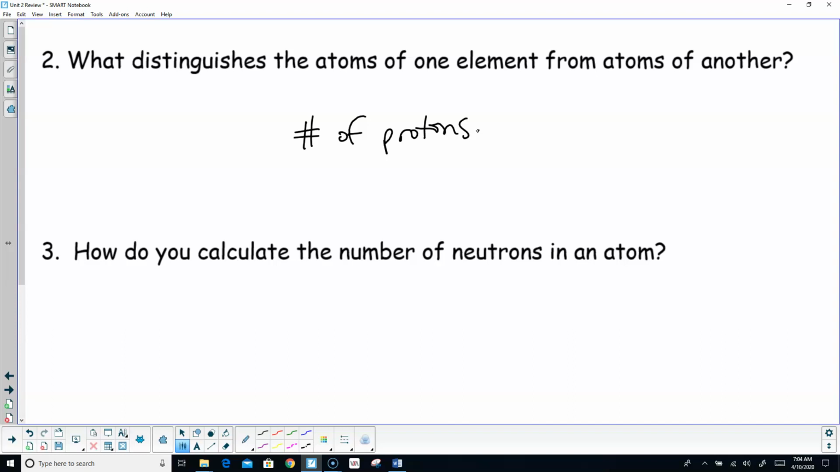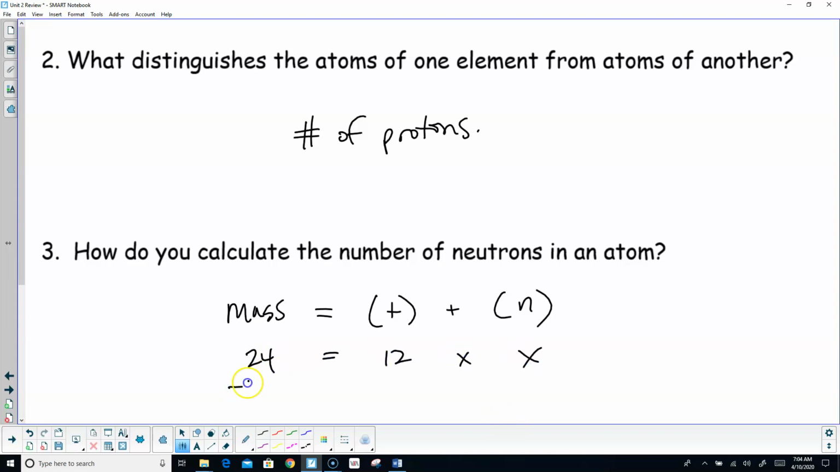How do you calculate the number of neutrons in an atom? So that's that same thing we were just looking at. If you know the mass and you know the atomic number or the number of protons, all you have to do, so like, let's pretend that this is 24 and this is 12, and we don't know the neutron number. All you do is subtract the protons from the mass. Okay?